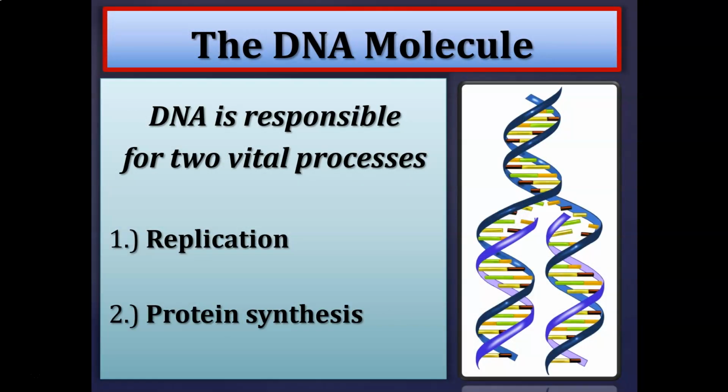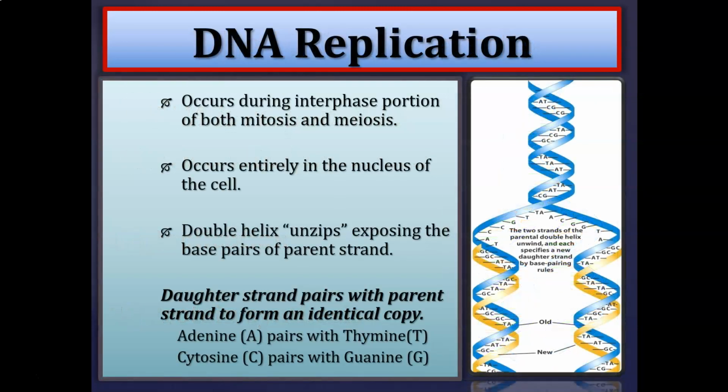All right, DNA is going to be responsible for two vital processes that we'll learn about here in this PowerPoint presentation. The first being DNA replication, and the second being protein synthesis. So DNA replication is going to occur entirely in the nucleus of the cell, and it occurs during the interphase or prep phase portion for both mitosis and meiosis. So mitosis will be the creation of somatic cells, whereas meiosis is the creation of gametes or sex cells.